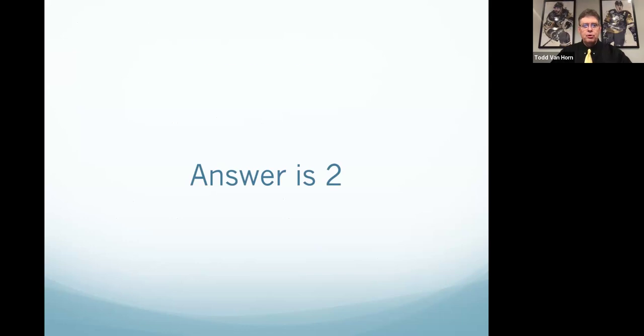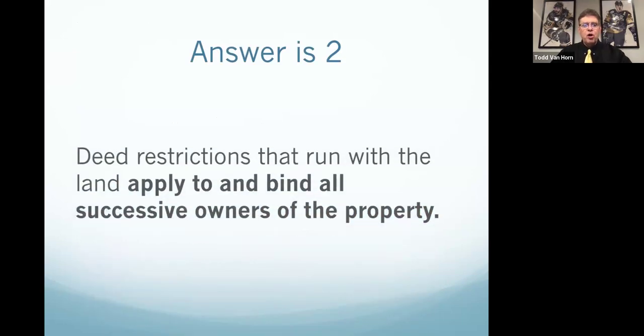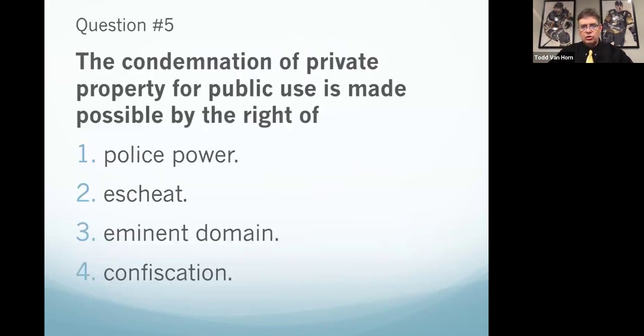Answer is number 2, deed restrictions that run with the land apply to and bind all successive owners of the property. So again, if there's deed restrictions, that's going to tell you what you can and what you cannot do for years to come for that next owner. The next owner comes in. If it says it can't be used in this way, then you can't use it in that way. It really depends on what that owner has done with his deed restrictions.